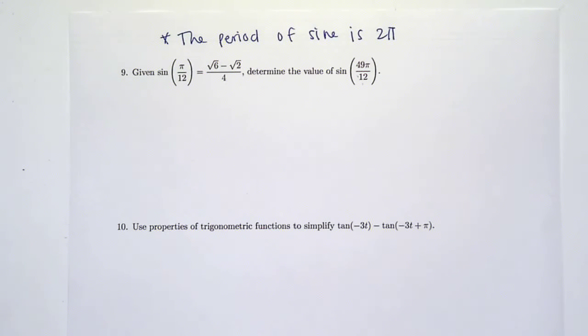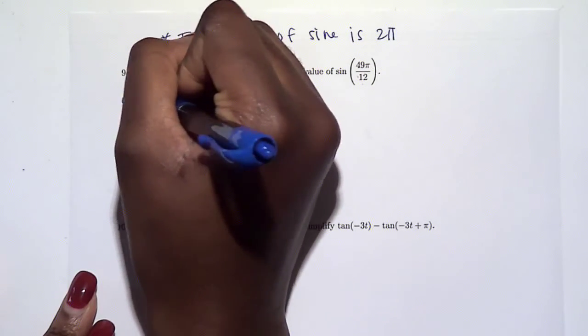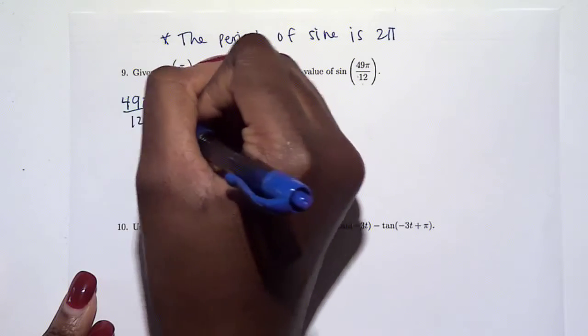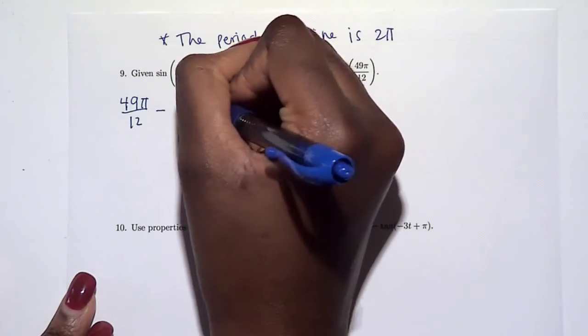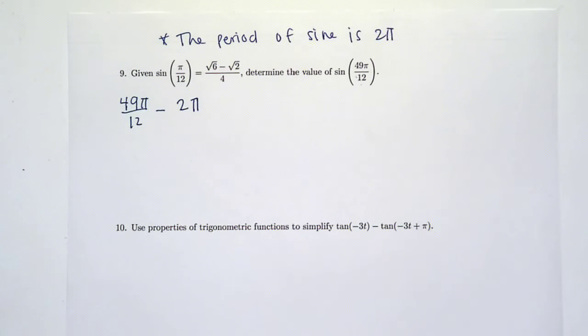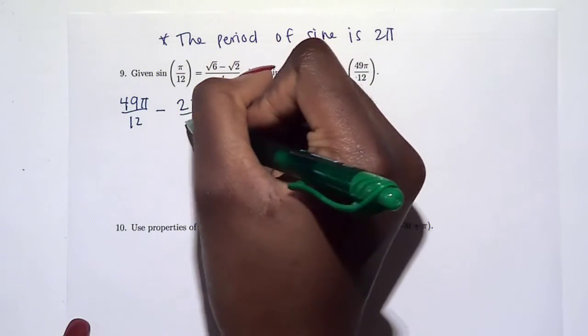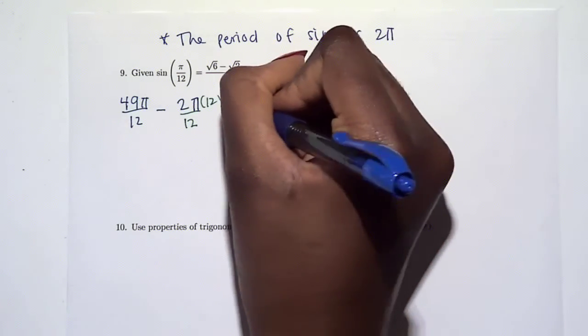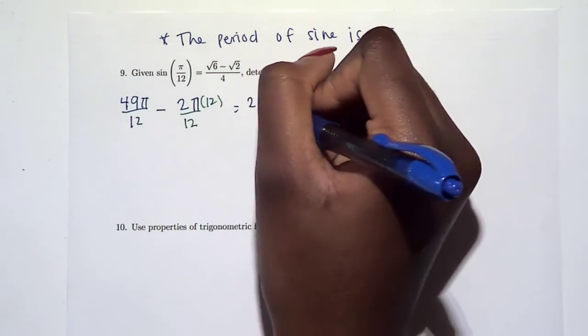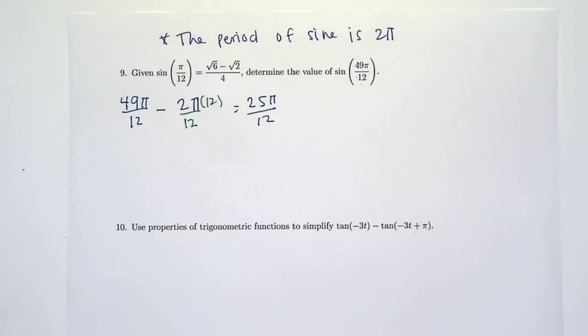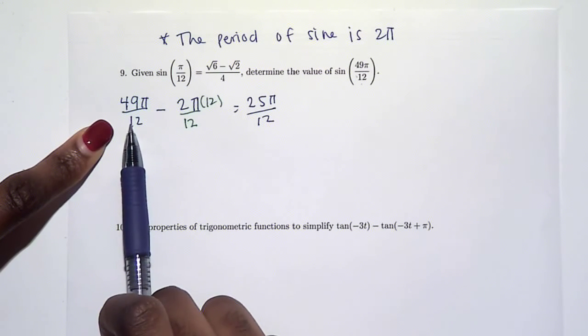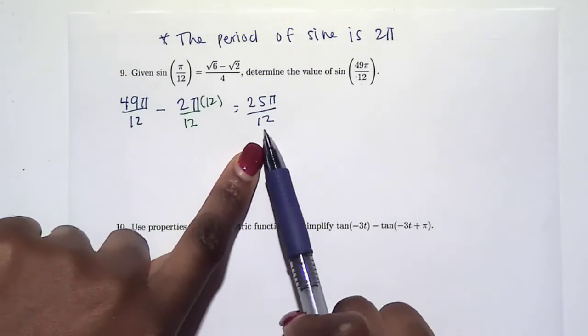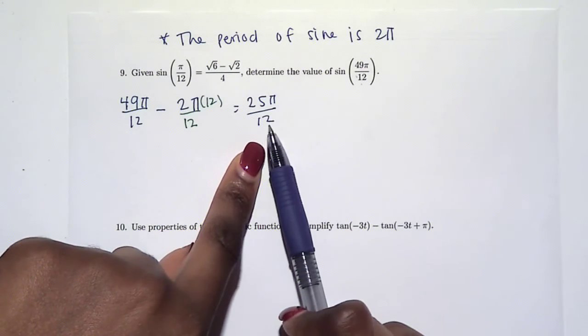So for example, here's what we're going to do. We're going to take 49 pi over 12 and subtract 2 pi. I'll tell you why we're going to do this. In order to do this, we need to get a common denominator of 12. And so we get 25 pi over 12. The reason we did this is because sine of 49 pi over 12 is going to be the same as sine of 25 pi over 12, which we don't care about.